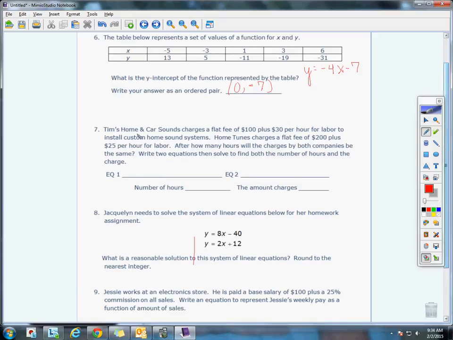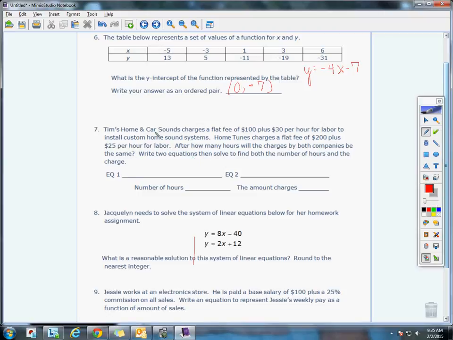Number 7, Tim's Home and Car Sounds charges a flat fee of $100 plus $30 per hour for labor to install custom home sound systems. Home Tunes charges a flat fee of $200 plus $25 per hour for labor. After how many hours will the charges by both companies be the same? Write two equations and solve to find both the number of hours and the charge.